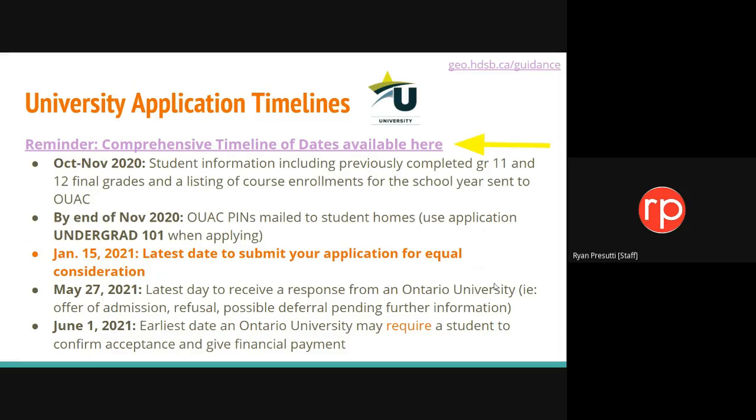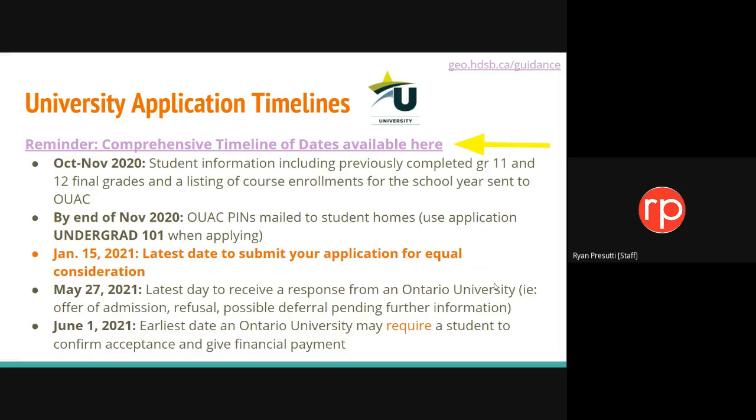By the end of November, your OUAC PINs, as I mentioned, will be mailed to your house, and you need to make sure that when you take that PIN and your credit card, you apply using Undergrad 101, like I had mentioned earlier. January 15th, 2021 is the latest date to submit your application for equal consideration, so it's important that you do that before. Again, we suggest during the winter break in December and January.